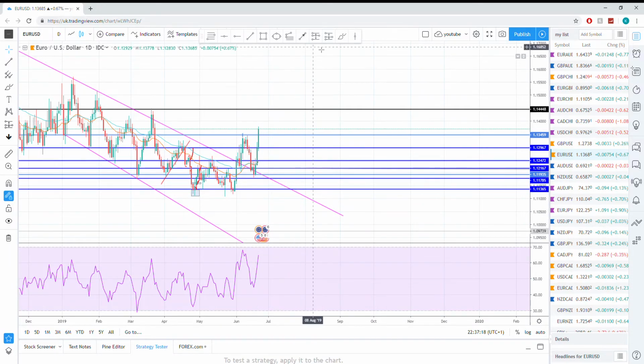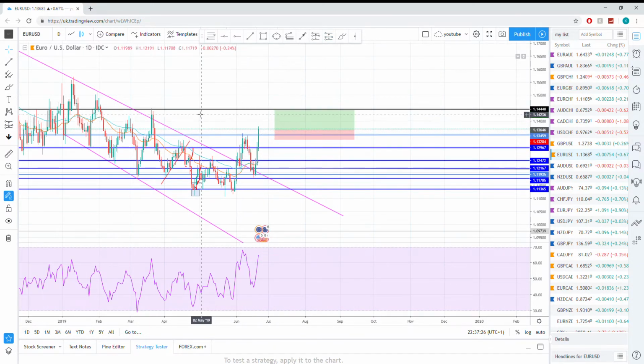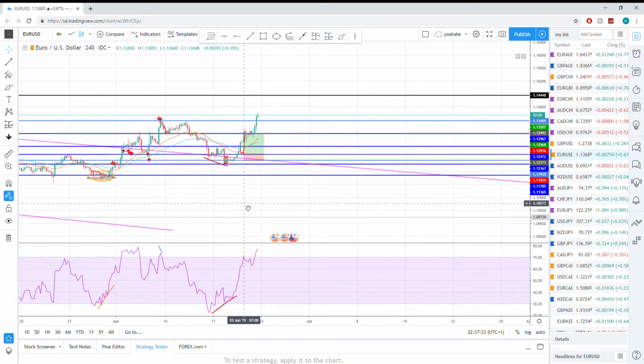So just to give an overall bias, very quickly, I'm looking for longs, just to see if we can actually touch and get towards this point. So let's take a look further and see the exact entry points. So let's take it to the 4 hourly.